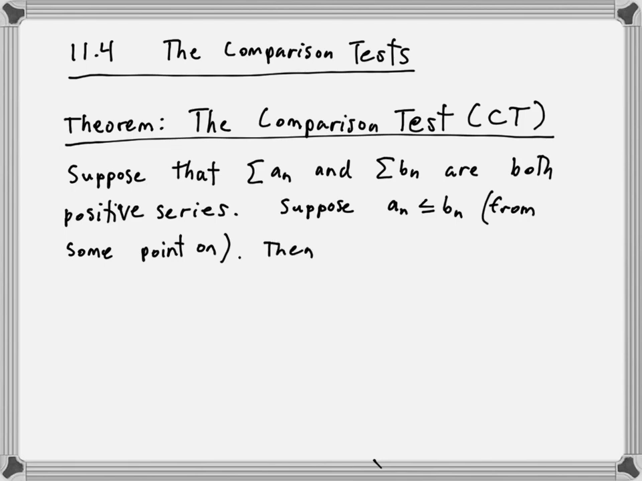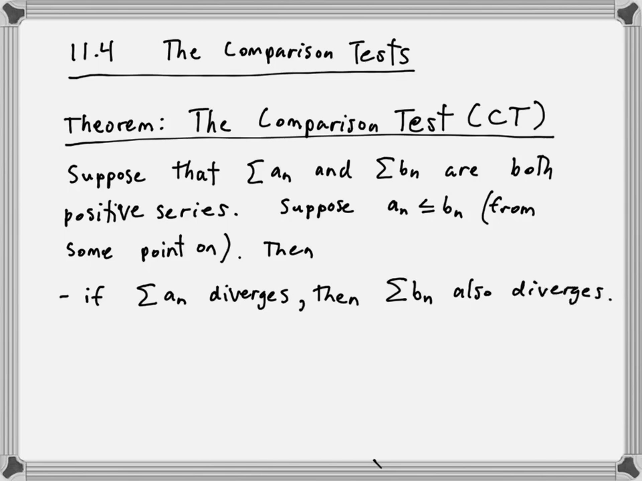Then, first, if AN diverges, then BN also diverges. Okay, that's the first thing. Before I write down the second conclusion here, let's think about this. Remember, AN is the smaller series here. So what we're saying here is if the smaller series diverges, then the bigger series also diverges.